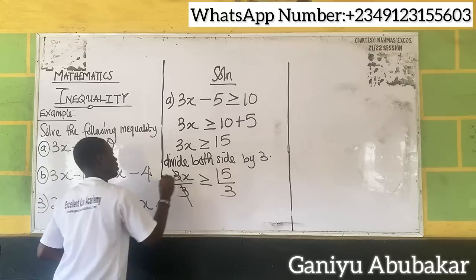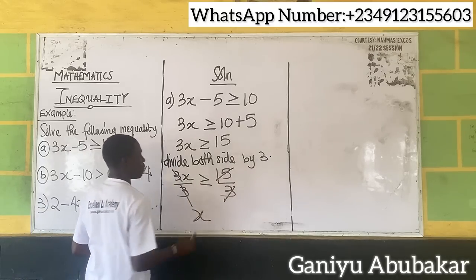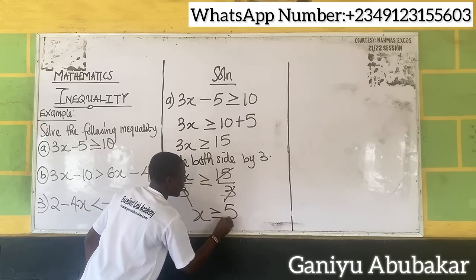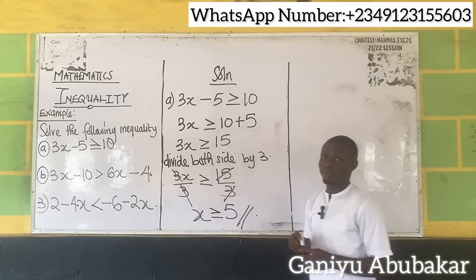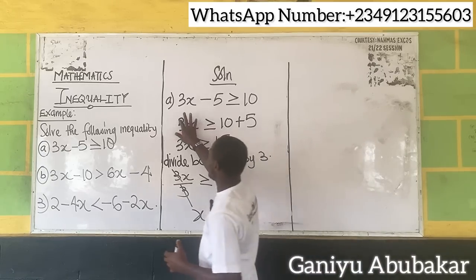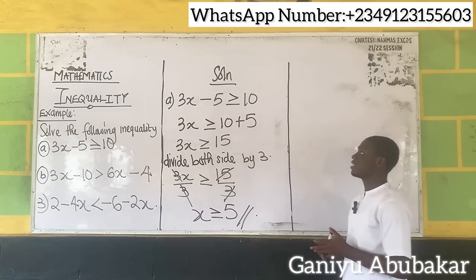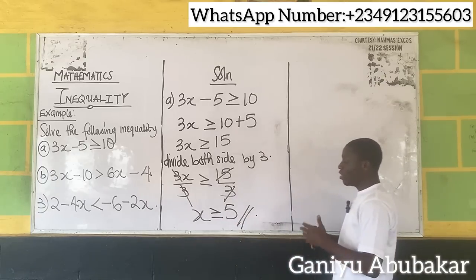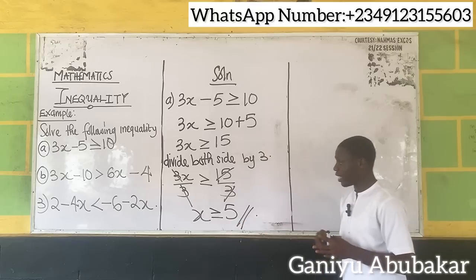This one here cancels this. I have x left, and 15 over 3 gives you 5. So I have x is greater than or equal to 5. This becomes your answer. These are solved problems when it comes to inequality. So this is the answer to question number 1: 3x minus 5 greater than or equal to 10 gives you x greater than or equal to 5 as the answer.